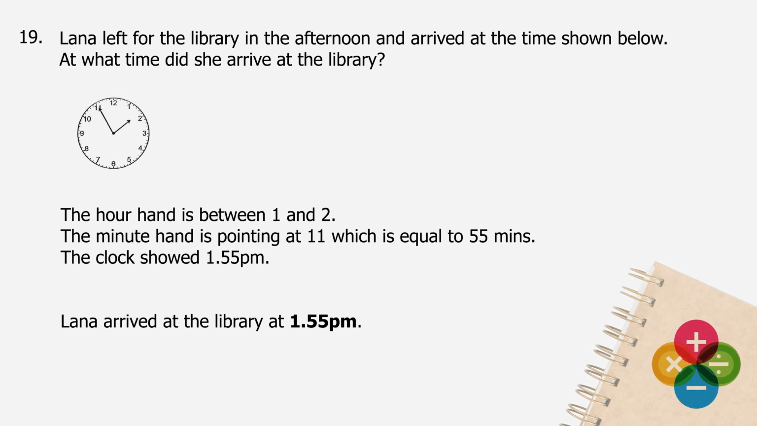The hour hand is between 1 and 2. The minute hand is pointing at 11, which is equal to 55 minutes. The clock showed 1:55 p.m. Lana arrived at the library at 1:55 p.m.